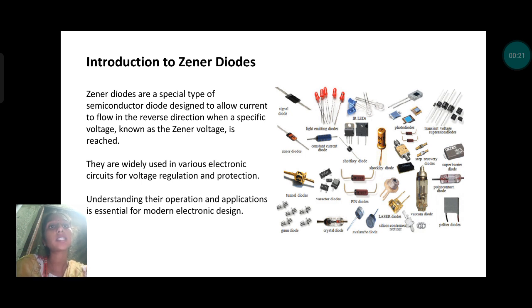Zener diodes are a special type of semiconductor diode which allow current to flow in the reverse direction when a specific voltage, known as the Zener voltage, is reached. They are widely used in various electronic circuits for voltage regulation and protection. Zener diodes are very highly doped diodes.